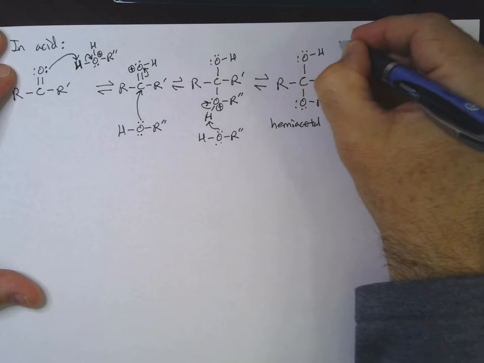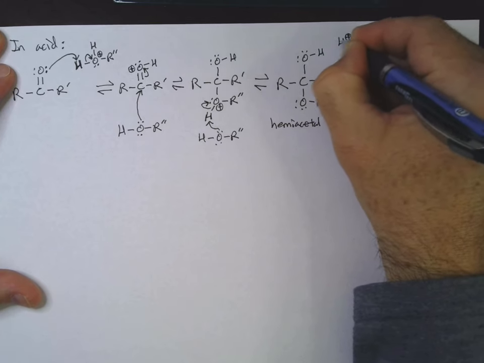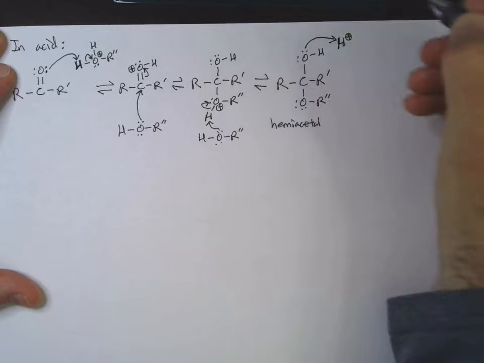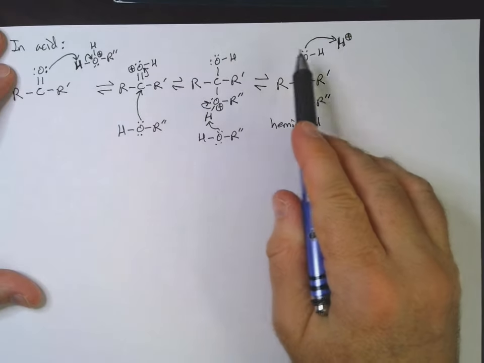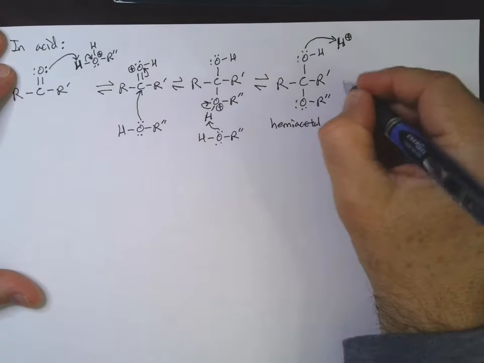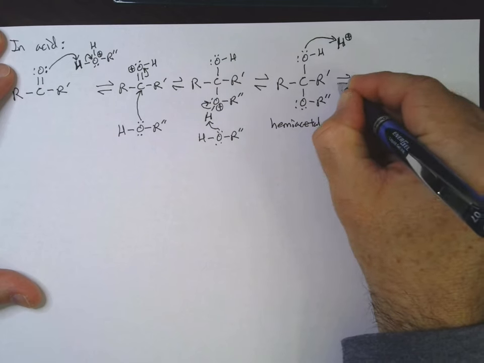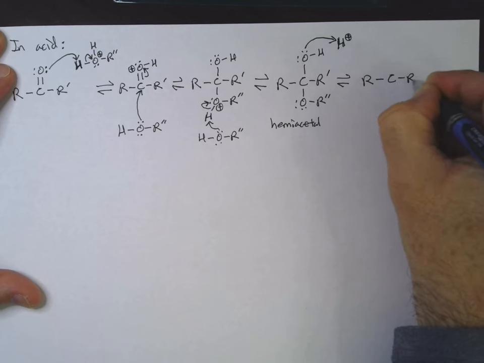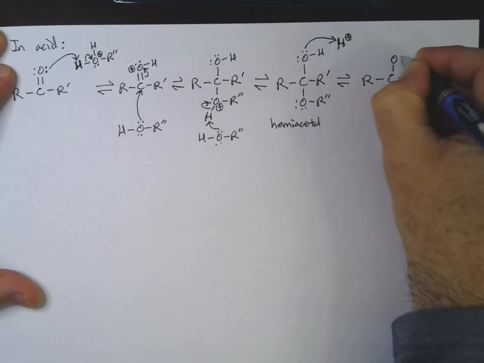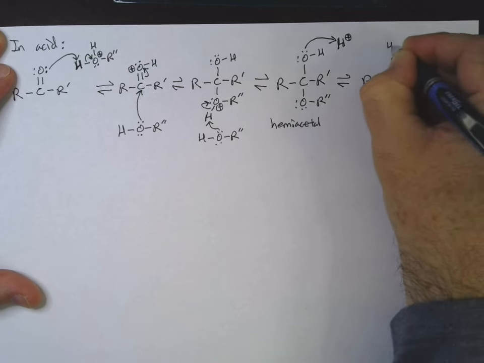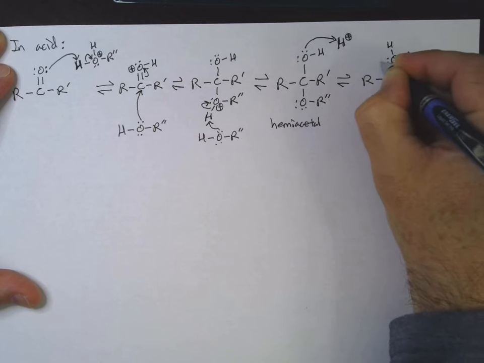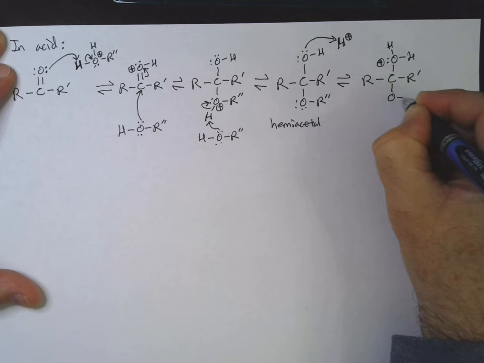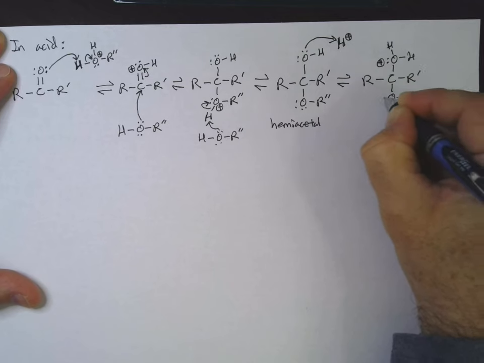I could have another proton come along. I'm just going to call it H plus this time. Yes, I know I did it one way this way, and now I'm being lazy. It's okay. I'm allowed to be lazy. I'm 51 years old. OH, H, positive charge, OR double prime.